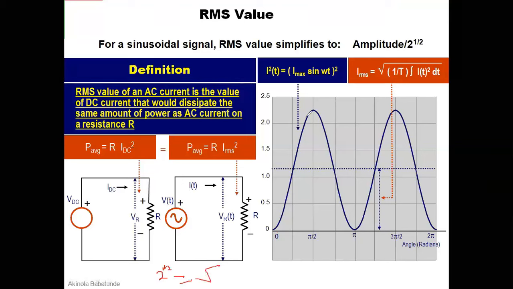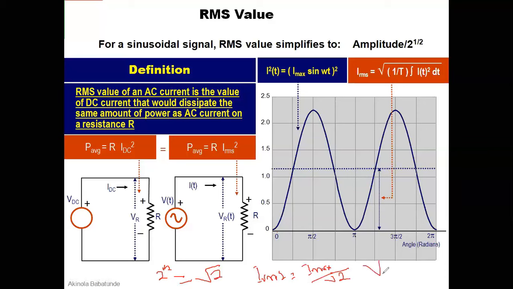Okay, so if we are saying that for a sinusoidal signal, the RMS value simplifies to the amplitude divided by 2 raised to 1 over 2, it simply means that our I_RMS can be equal to, amplitude is usually referred to as the maximum value, so you can say our I_max, all divided by root 2. That is what it simply means, over root 2.